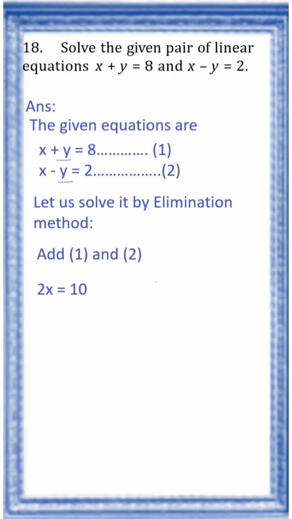Add 1 and 2, you will get x plus x, what is it? 2x. Y and y get cancelled. 8 plus 2 is 10. So x is equal to 10 by 2, that is equal to 5. So x is equal to 5.